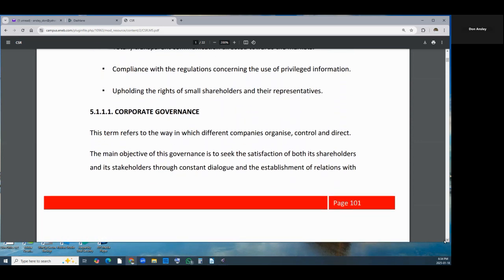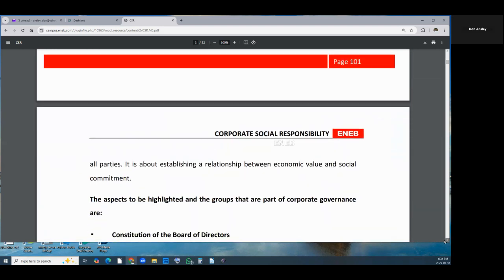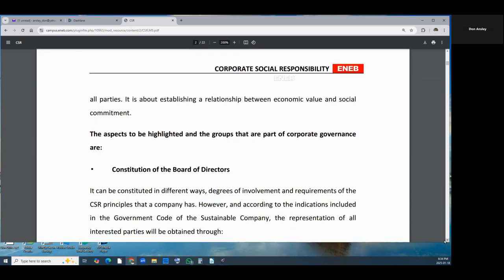Corporate governance. The term refers to the way in which different companies organize, control, and direct. The main objective of this governance is to seek the satisfaction of both the shareholders and its stakeholders through constant dialogue and the establishment of relationships with all parties. It is about establishing a relationship between economic value and social commitment.